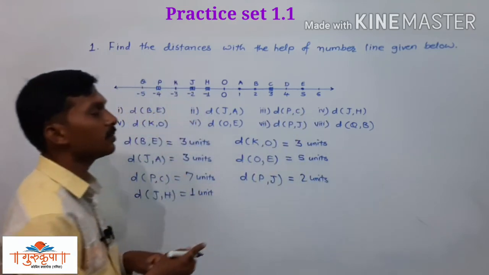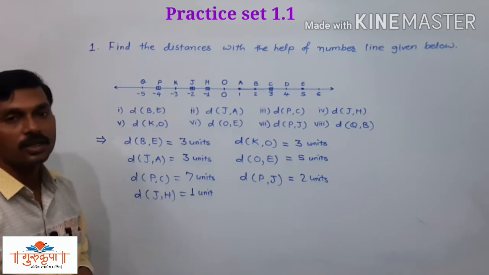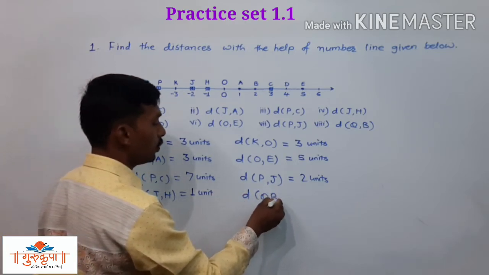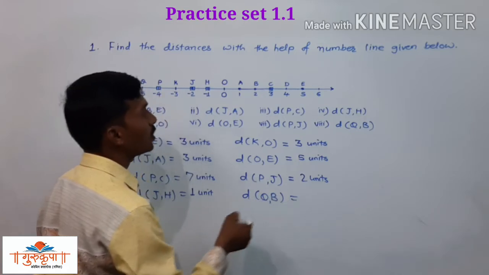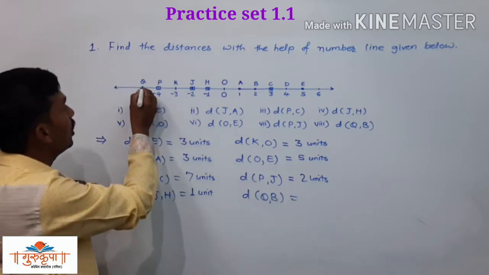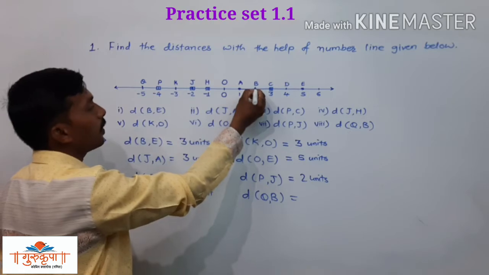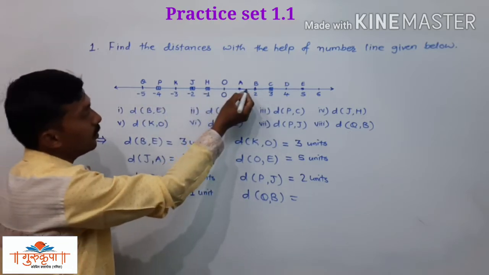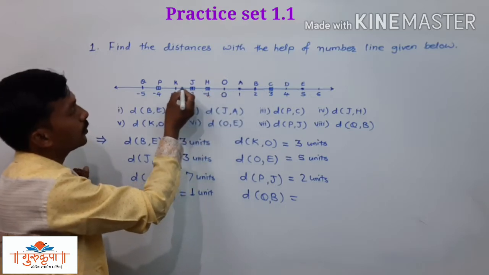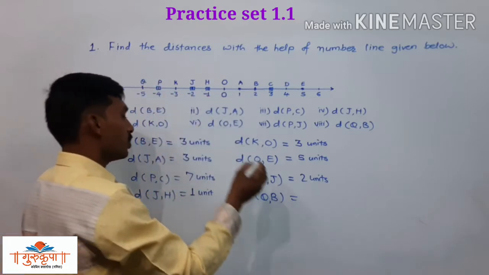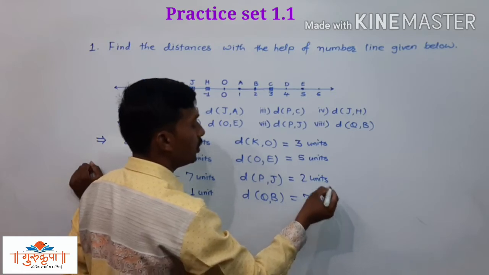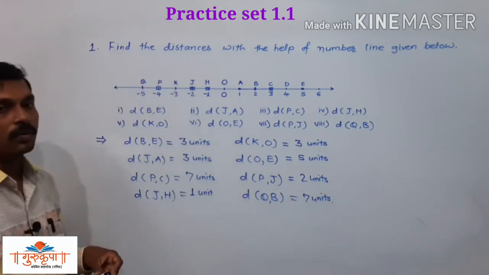And the last distance we have to find is distance QB. So here we write distance QB is equal to, now see where the point Q is and where the point B is, and into how many equal parts this distance is divided. Here we have 1, 2, 3, 4, 5, 6 and 7. So we can write distance QB is equal to 7 units. So this is all about the first question.